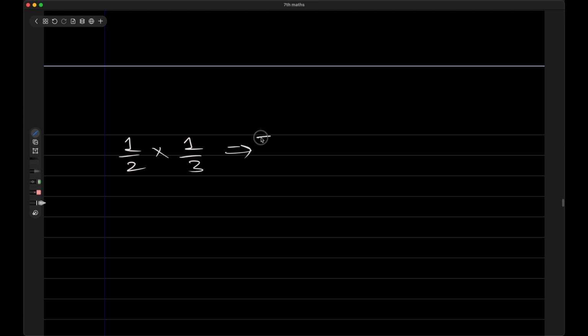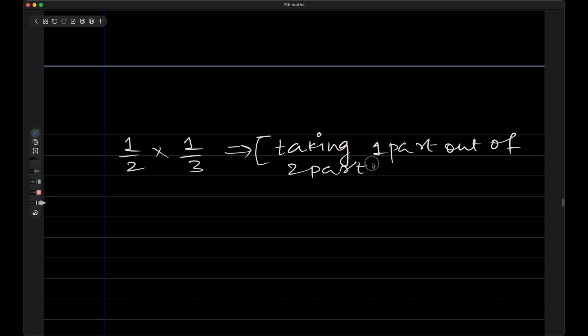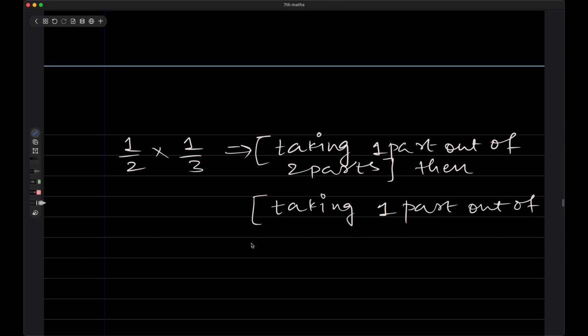What does this mean? It means taking one part out of two parts, and then we take one part out of three parts. That is, first we are taking one part out of two parts and then we are taking one part out of three parts.